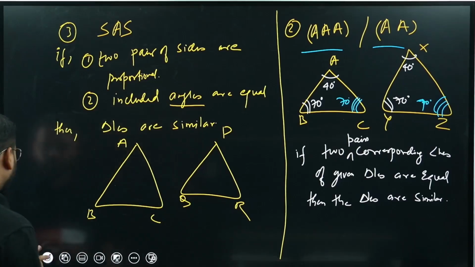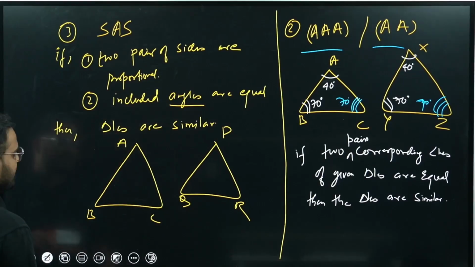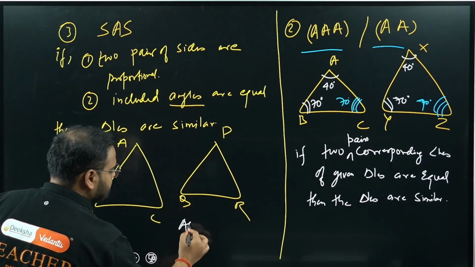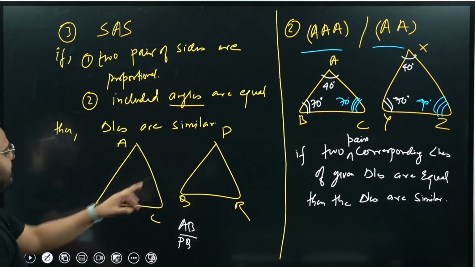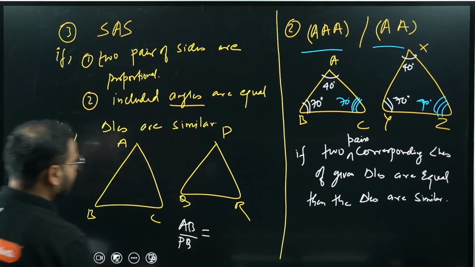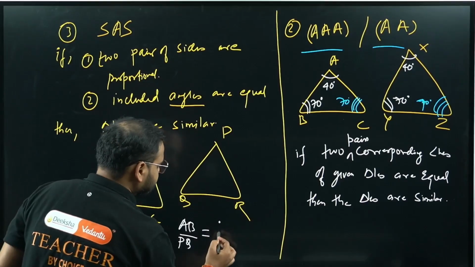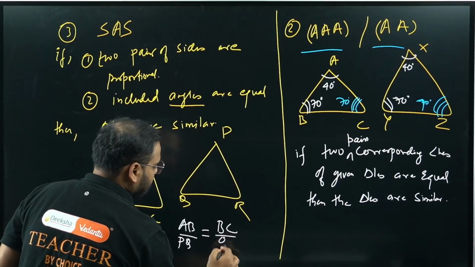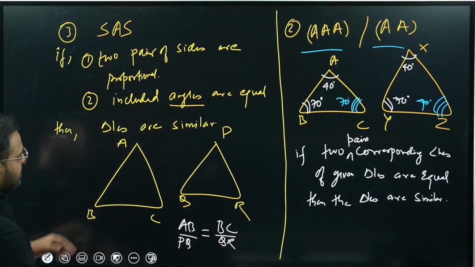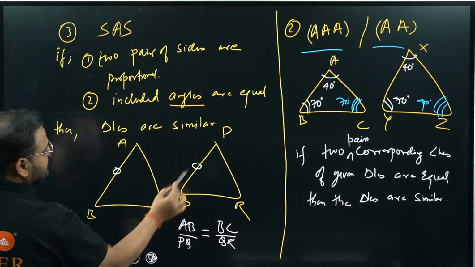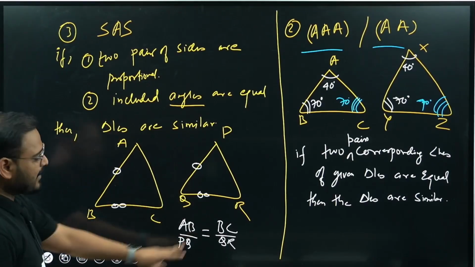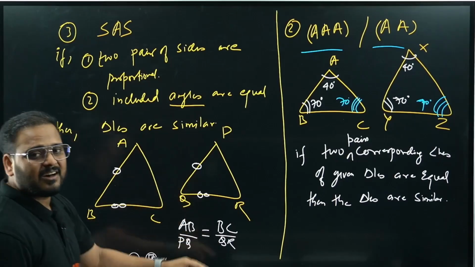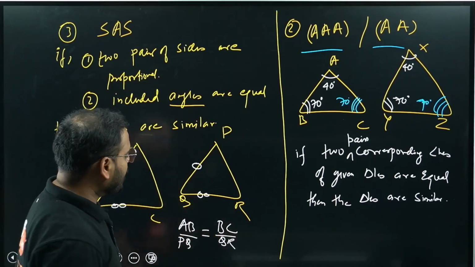PQR, please have a look. What I'm trying to say over here is this: AB by PQ, corresponding sides, always, right? AB by PQ is equal to what? BC by QR. Please check. AB, this side, by PQ, this side, and BC by QR. Sides are proportional, right? The ratio of corresponding sides is consistent, the same, okay?